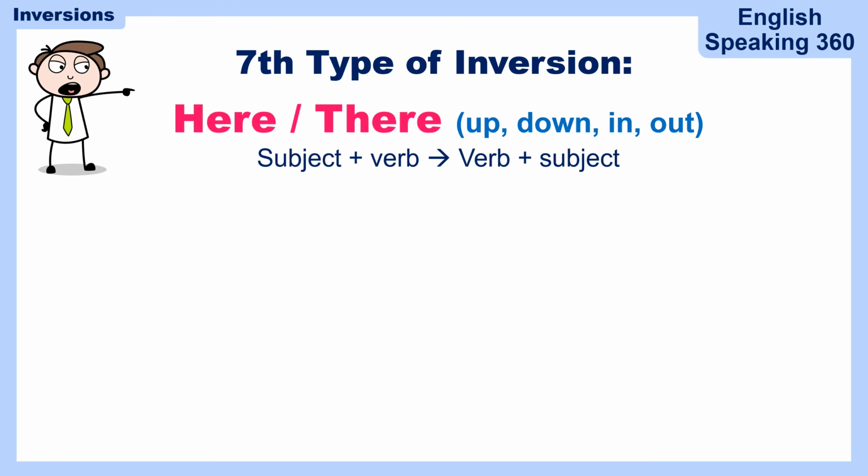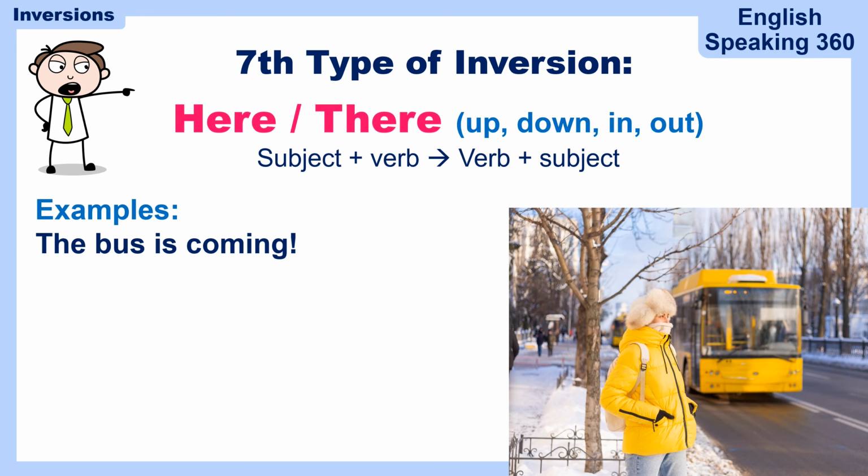Number 7. Here, there, up, down, in, out, okay? But we're going to focus mostly on here and there because they are very useful. This one is a strange type of inversion. The bus is coming. Now, if we want to keep the same meaning but start with here, we would say, here comes the bus. So the verb comes first and the bus, the subject, comes after the verb.